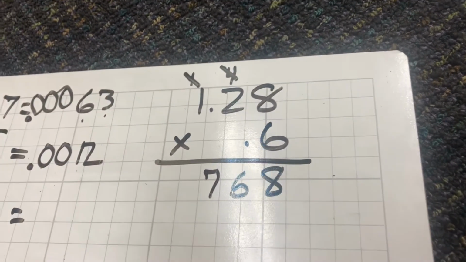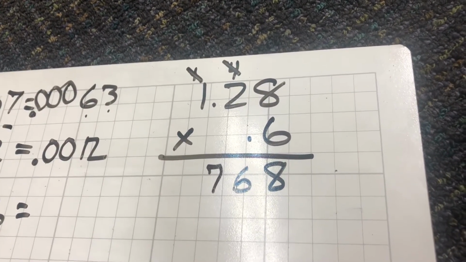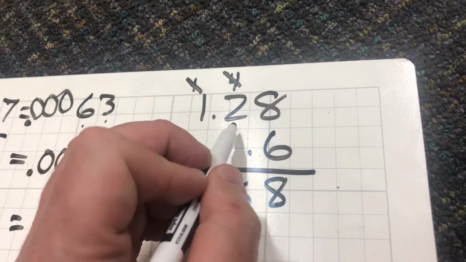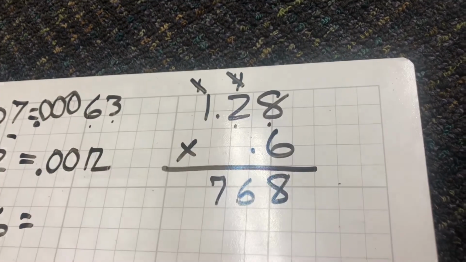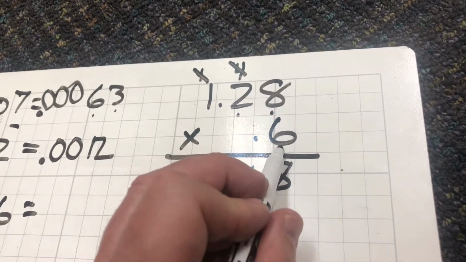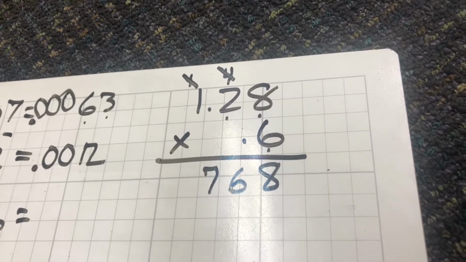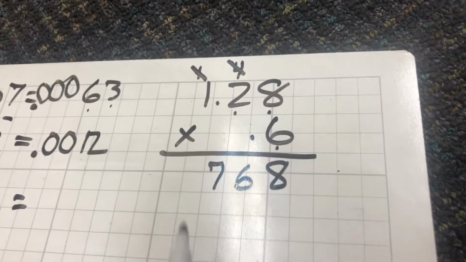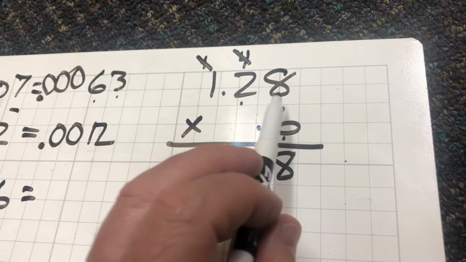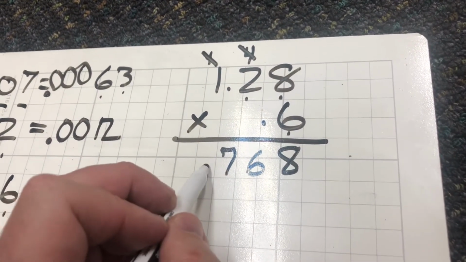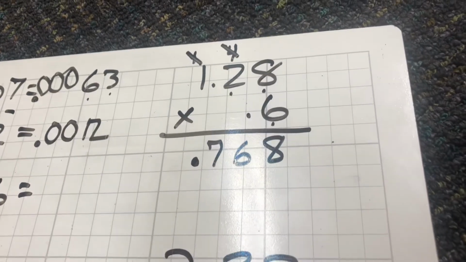How many ever digits come after the decimal in the problem? That's how many digits need to come after the decimal in my answer. I have 2 digits that come after the decimal here. I have 1 digit that comes after the decimal there. Remember, after the decimal means to the right of the decimal. So that gives me a total of 1, 2, 3. So I go 1, 2, 3. My decimal needs to go right there, 768 thousandths.